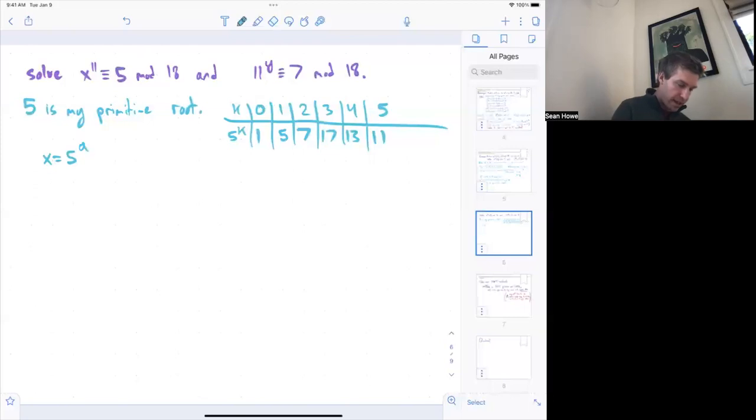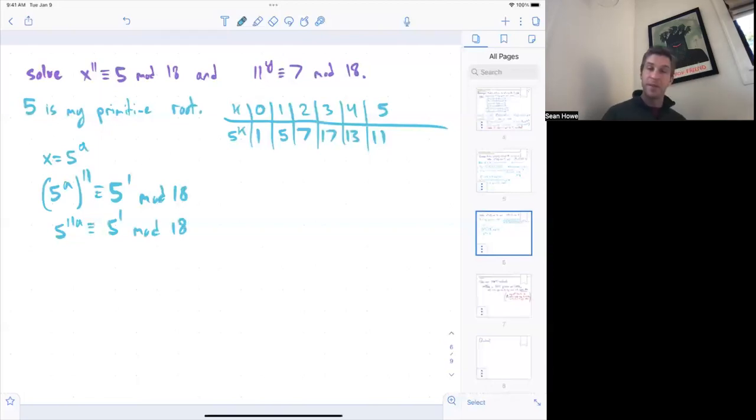So then I'm looking at 5 to the 11a. Let me write this way. So when I'm solving, 5 to the 11a is congruent to 5 to the 1 mod 18. Here, this part was easy because 5 is just 5 to the 1st power, so I didn't really need my table for that. Good, so I get 5 to the 11a is congruent to 5 to the 1 mod 18.